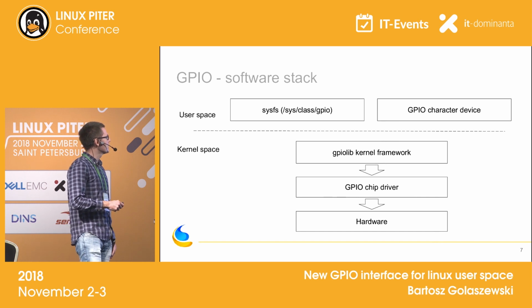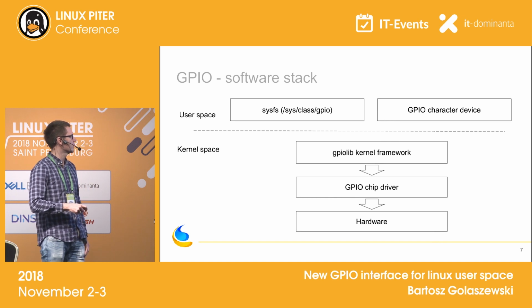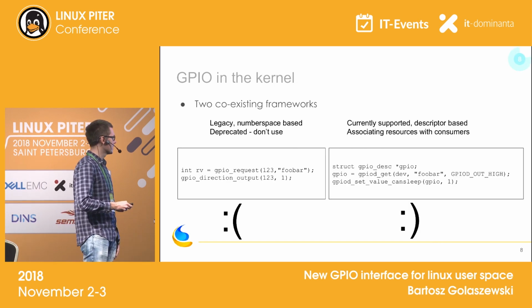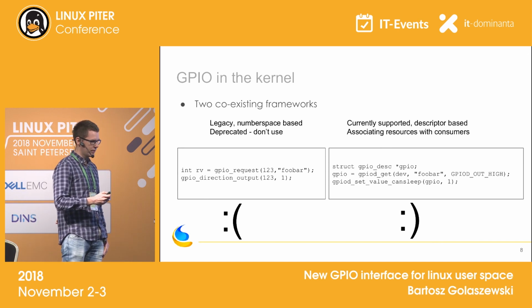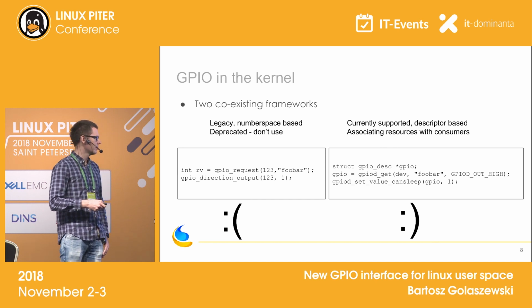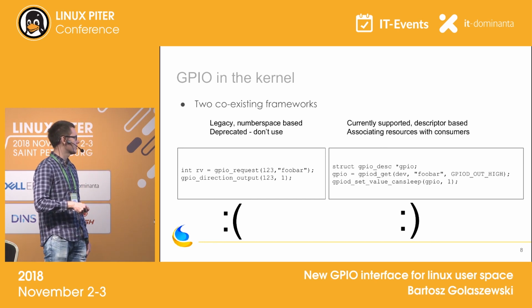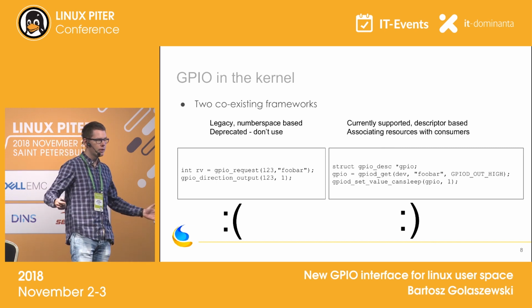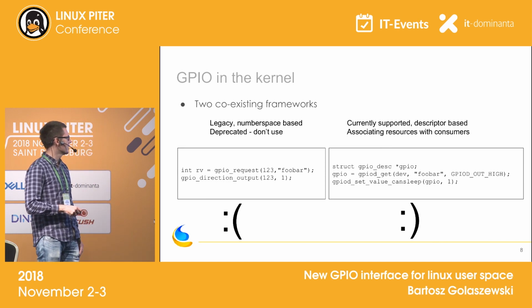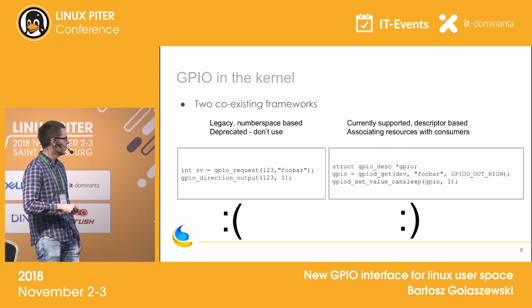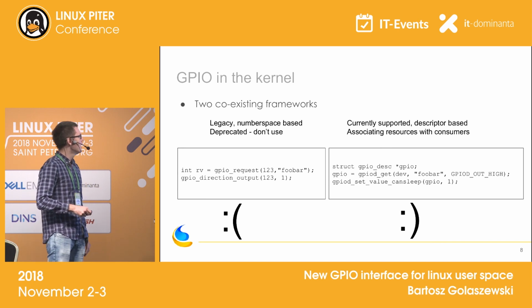And in Userspace, we currently have two user APIs that I'm going to be talking about: sysfs and the GPIO character device. In the kernel, we also have two coexisting frameworks. One is the old legacy framework, which relies basically on numbers. You have a global number space with every GPIO assigned a global number, and you request a GPIO by number and then refer to it by number. In this case, we're setting its direction to output and setting its default value to 1.